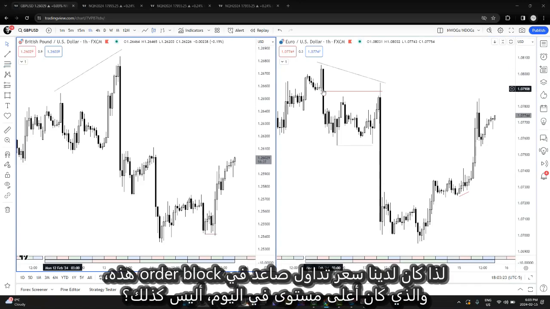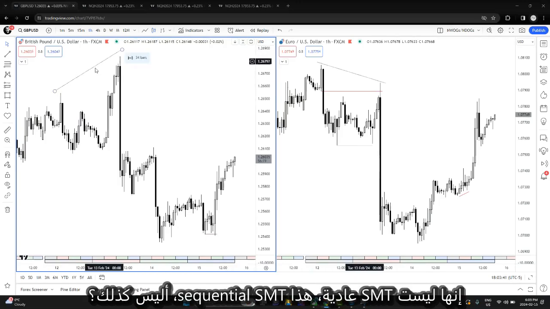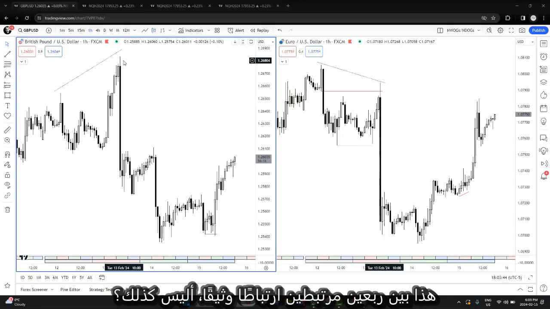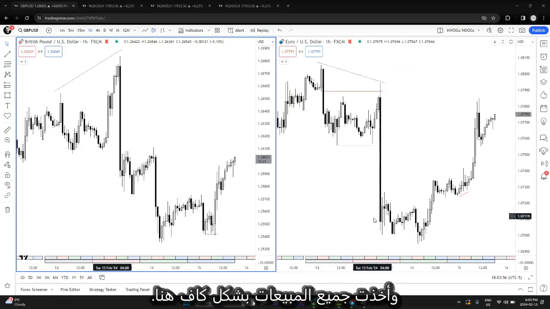So we had price trading up into this order block, which was the high of the day, right, for Monday, while price was breaking above this high and causing sequential SMT, right? It's not a regular SMT. This is sequential SMT, right? This is between two closely related quarters, right? So we had price trading up into this candle, and what happened afterwards? We broke down and took out the sell side liquidity here.